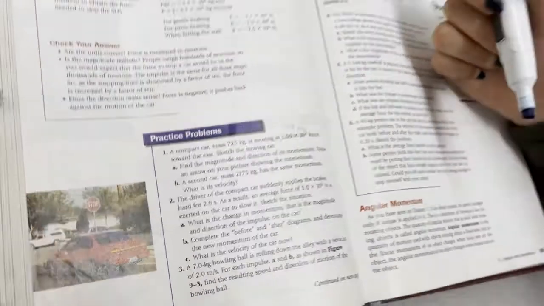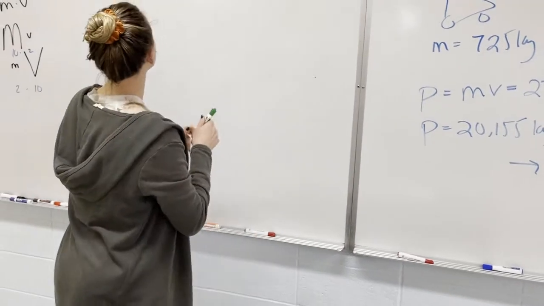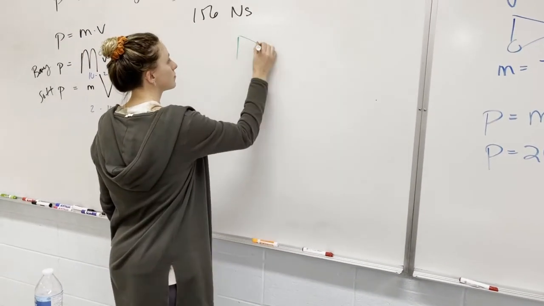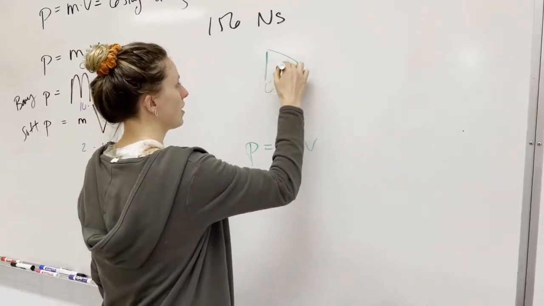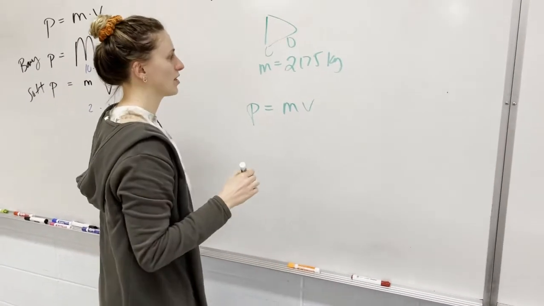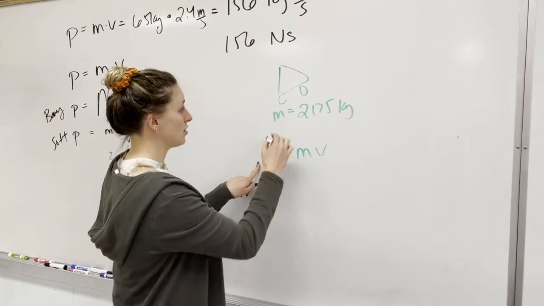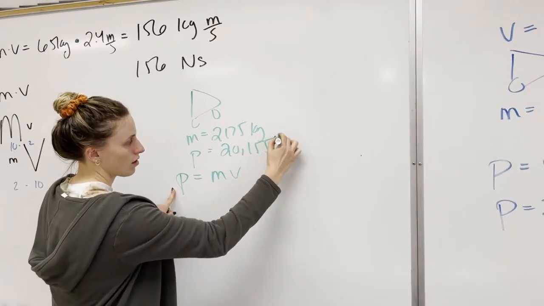What is its velocity? I'm going to do this right here. So it's got the same momentum, so it's going to be 20,155. Momentum equals mass times velocity. What was the mass of this guy? 2175 kilograms. At first I was like, where do I start with this? But it has the same momentum, so we know what the momentum is. How do you solve for the velocity?